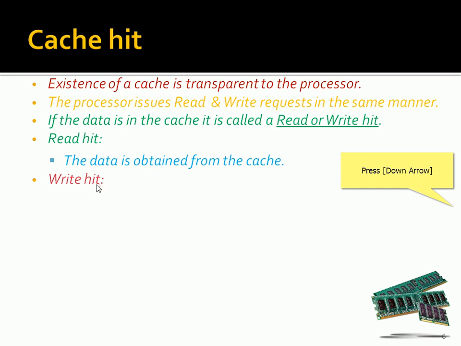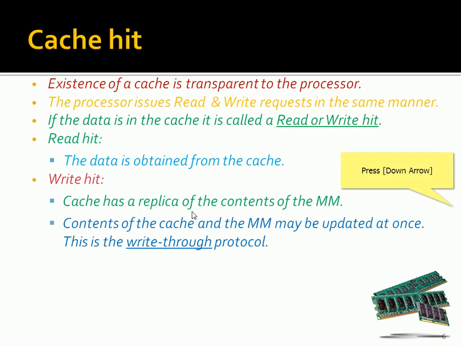For a write hit, we want to write information. The cache has a replica of the contents of the main memory, so we can write there. The contents of the cache and main memory may be updated at once. This is called the write-through protocol. What is the write-through protocol?